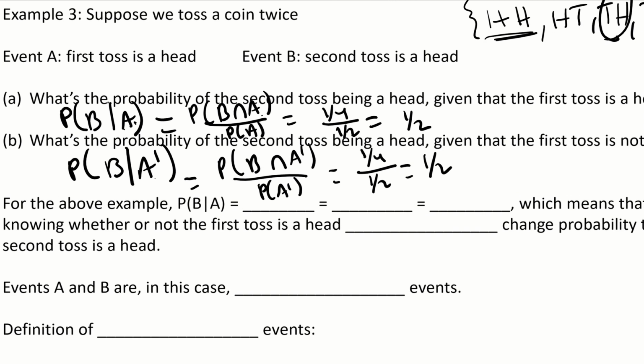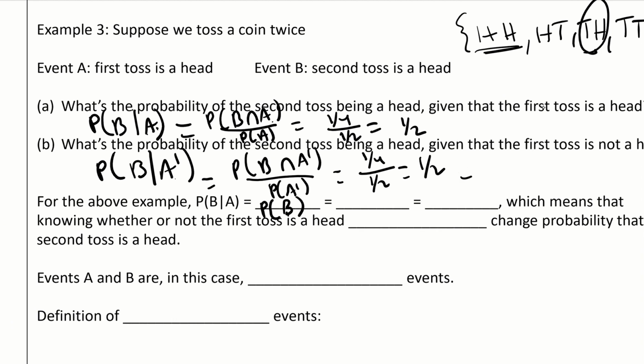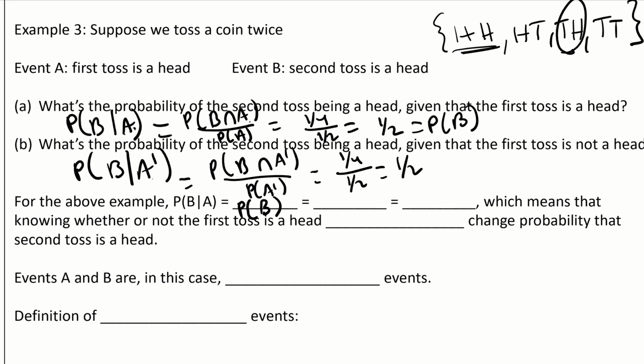So for the above example, we've noted that the probability of B given A is equal to the probability of B. Okay, so I'm going to say that this is equal to the probability of B, and this is also equal to the probability of B. The probability of B is the probability of heads, right? So this is equal to the probability of B given A prime as well. They're equal to each other. And they're also equal to the probability of B. There should not be a blank there, so we can cross that out in your notes.